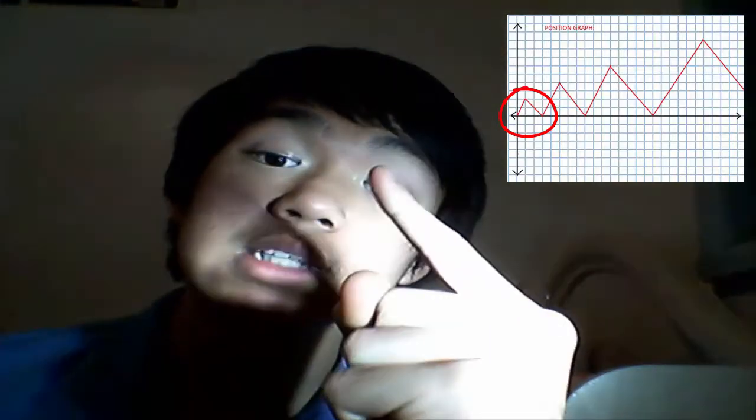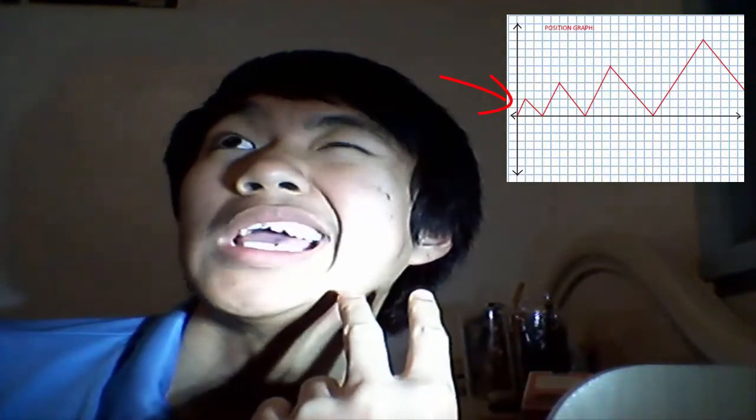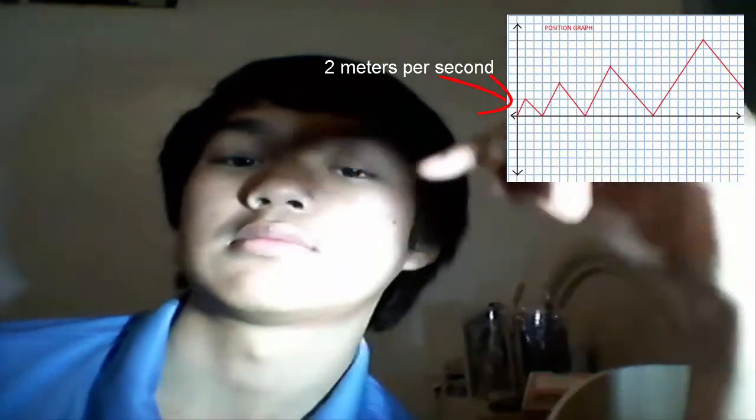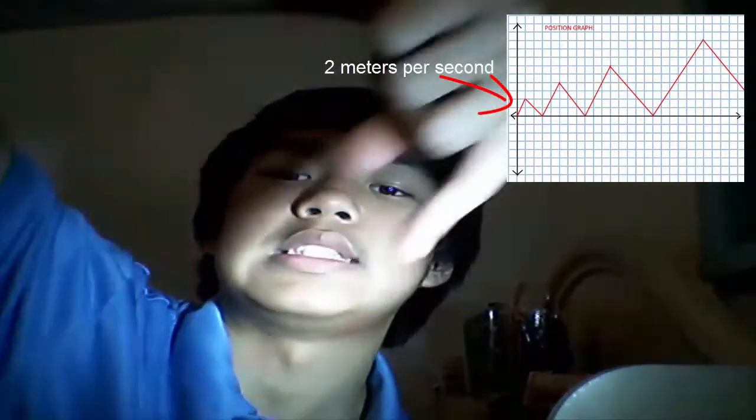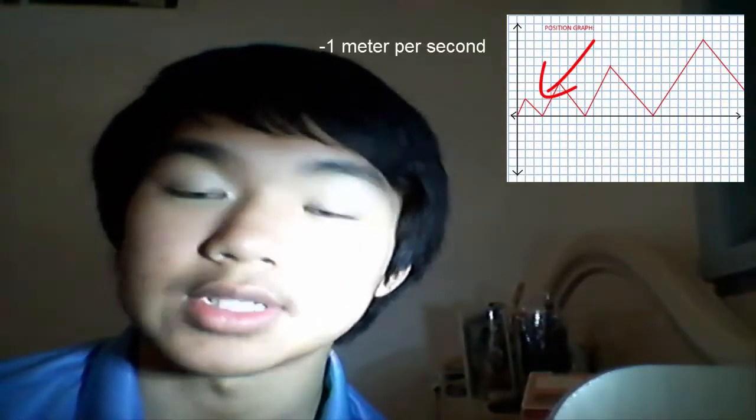So, as you can see on the position graph, up here, it shows the first two lines of the graph. The first line, which is pointing upwards from left to right, shows Dante was moving forward at 2 meters per second, and when the slope was downward, Dante was moving backward at a rate of 1 meter per second.